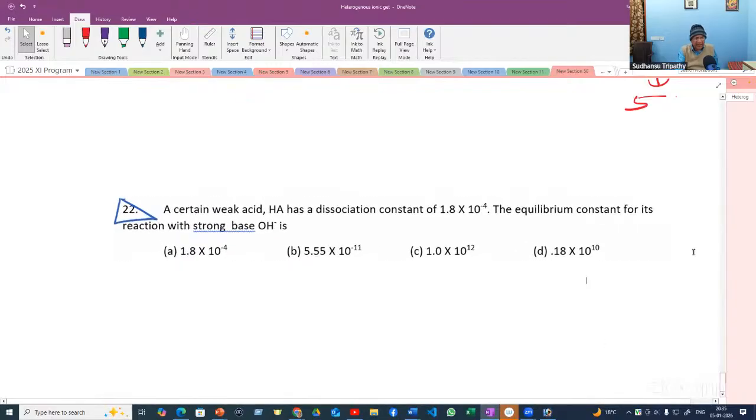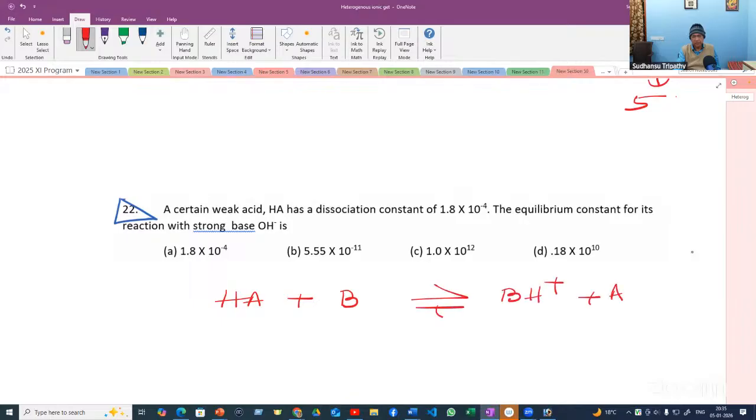Now, for any acid-base reaction, definitely the conjugates will be found on the right side. This is the conjugate of this, and this is the conjugate of this.